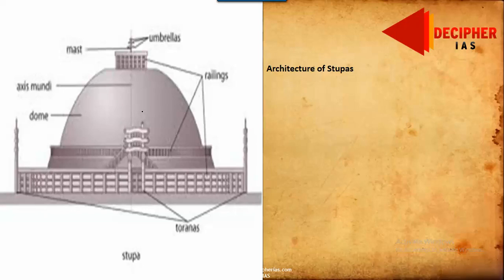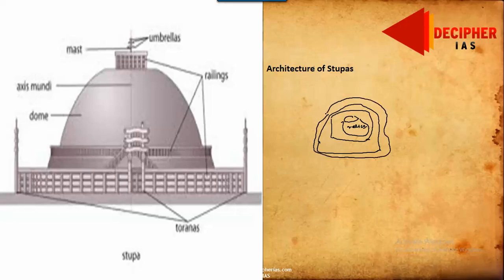Over that there is a structure of unburnt brick like this. Suppose this is the pot of relics, then an unburnt brick structure covers this, and the outer structure is this dome which was made up of burnt bricks, and this outer structure is in turn layered with heavy plaster, giving the dome a proper shape. The Medi and the Toran were decorated with wooden sculpture.